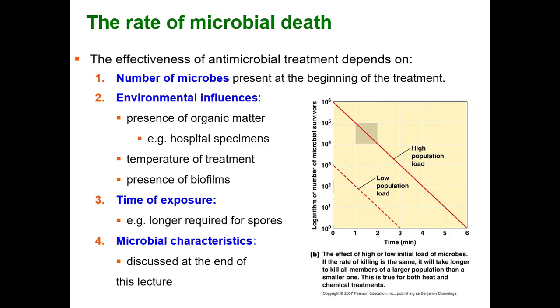And then there are microbial characteristics which can also influence the microbial death rate. An endospore is actually a microbial characteristic. Cells that have endospores are much less likely to be killed by the treatment. Any question about any of that?